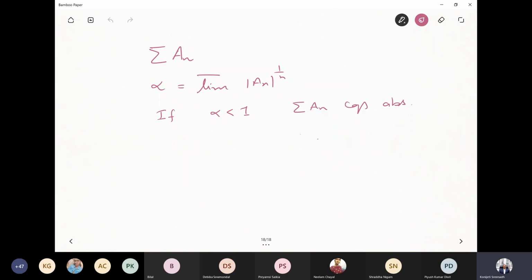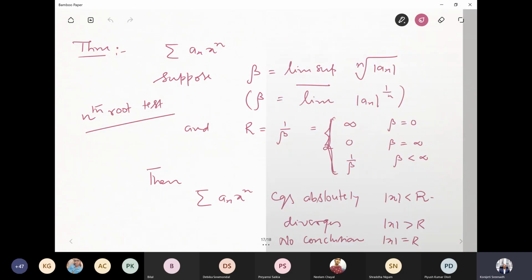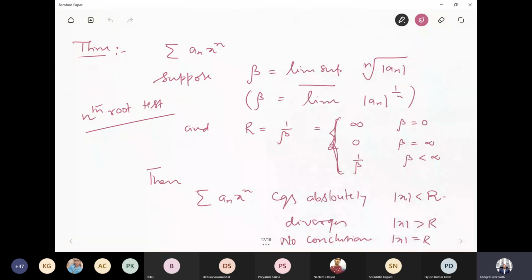If I take a_n equals a_n into x power n, and then you look at this, then you get mod x, whatever I said. Whatever the test is, you get from here. The conclusions of this nth root test follow from here.